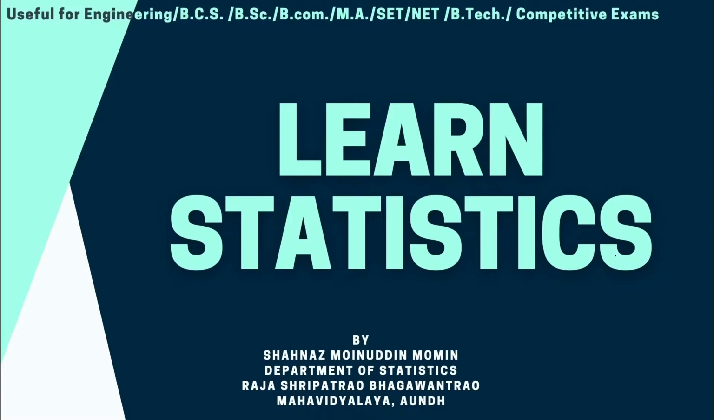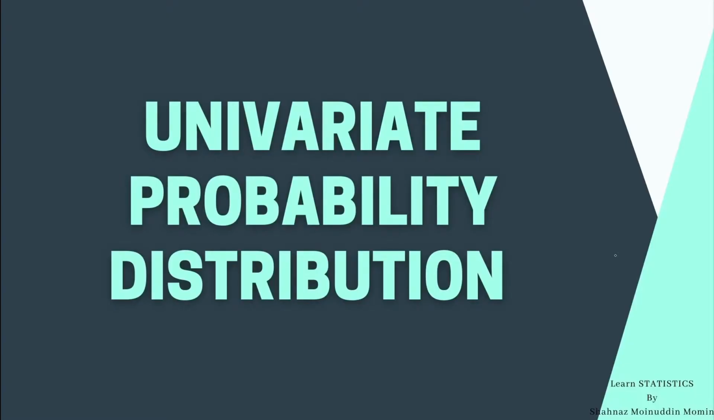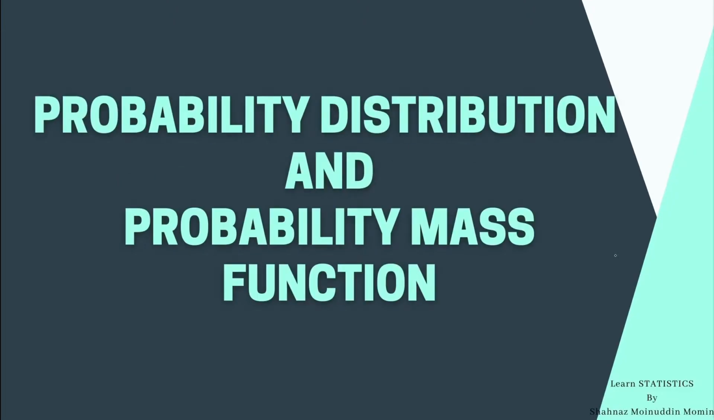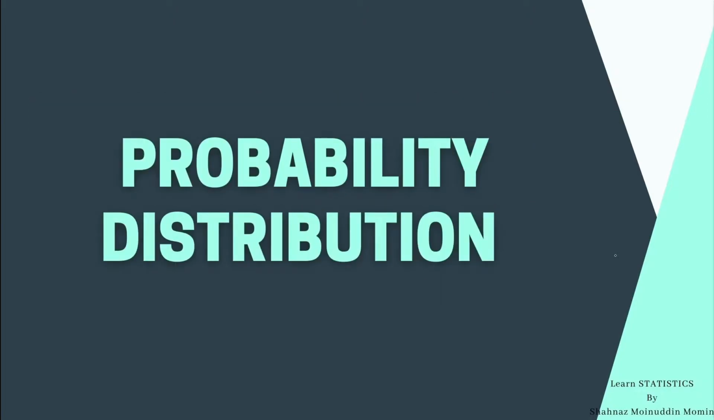In this class we are going to study the statistical concept in simple and more easy way. The topic of today's lecture is univariate probability distribution. In this topic we are going to learn two terms. First term is probability distribution and second term is probability mass function. So let us start with the first term, probability distribution.